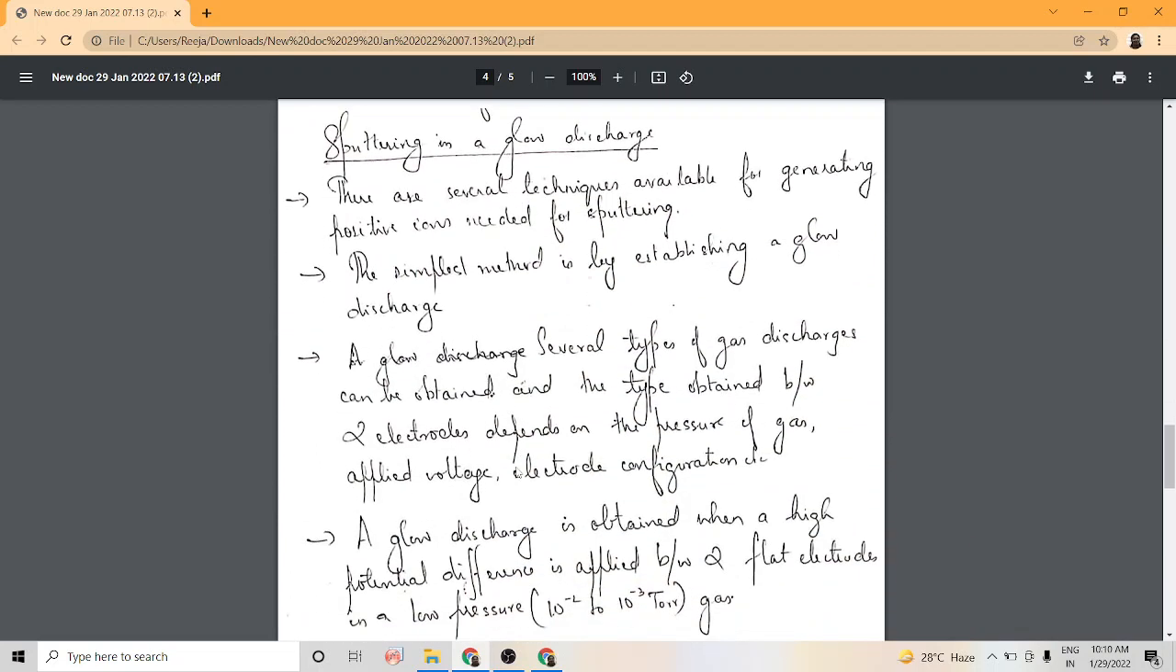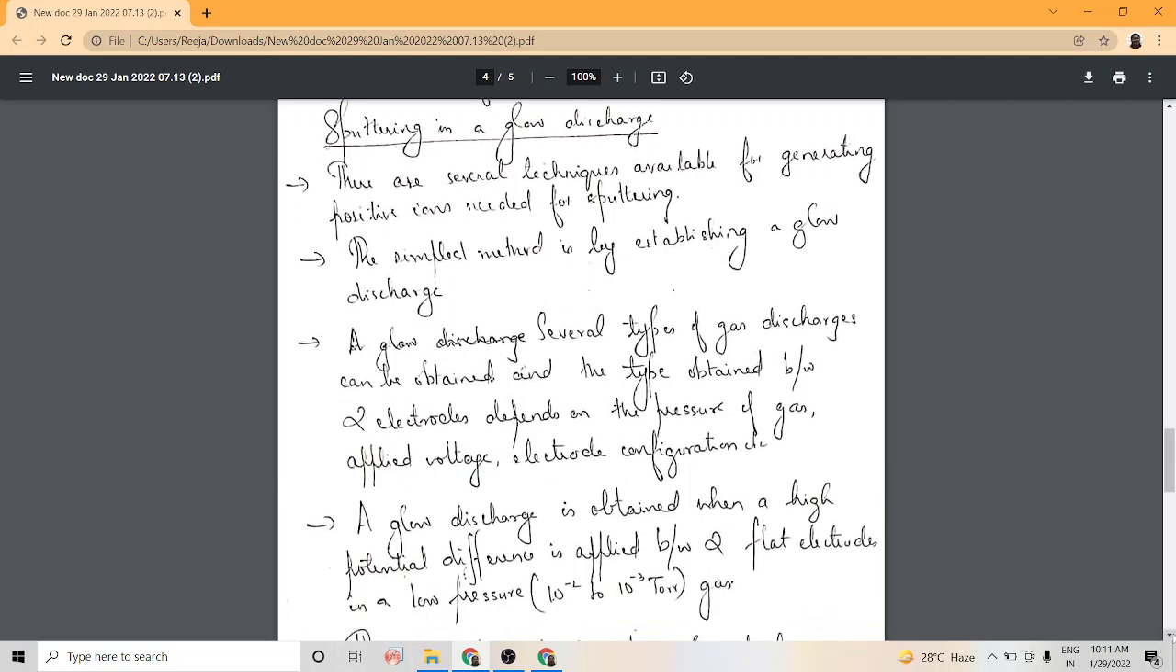Now we are going to discuss the process of glow discharge. I've told you, glow discharge is a technique by which we generate the positive ions which are needed for sputtering. So, how do you generate the glow discharge? I've already told you, you take a glass tube with two electrodes inside it, and the gas whose ionization has to be achieved is filled at low pressures inside the discharge tube. Once the potential is applied, the gas ionizes and the glow discharge appears. So, a glow discharge is obtained when a high potential difference is applied between two flat electrodes in a low pressure gas. The gas is maintained at low pressure.